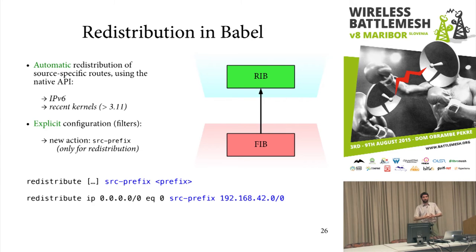And of course, we must also learn routes from the kernel to announce them. Babel is able to read them, so it can be completely automatic in IPv6, but if it's not sufficient, for example in IPv4, then we can explicitly configure Babel so that it will put the source prefix that we want. We just use a classical filter, with all the expressiveness of the classical filters of Babel, to redistribute routes with a new action, which is source prefix, and it will just put the source prefix that you want.